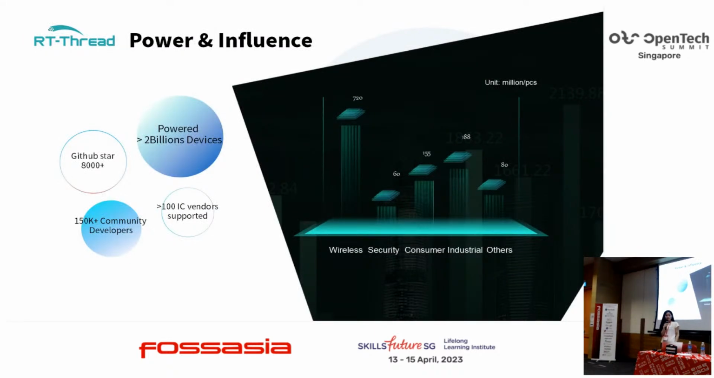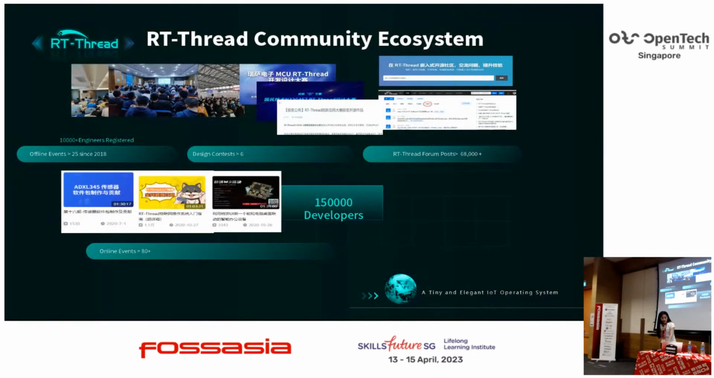Artifresh has been favored as the most powerful RTOS in China with the largest installation. Till now, we power 2 billion devices, and we built a community with 150,000 developers participating. Here are some highlights about the Artifresh community events, as we believe the power of open source is the power of its community.